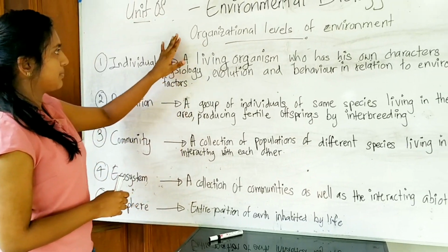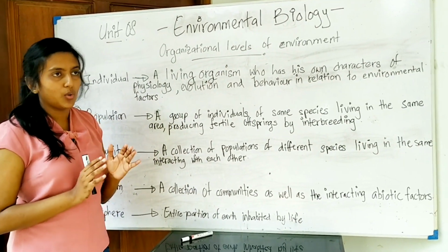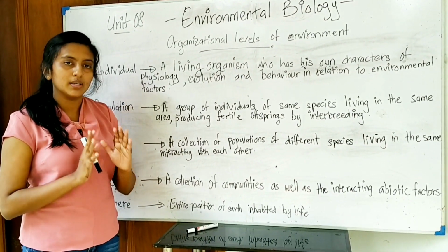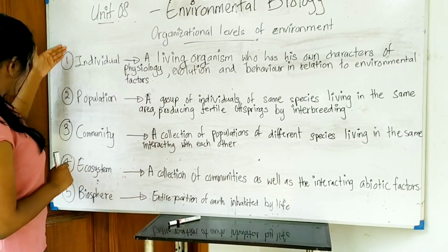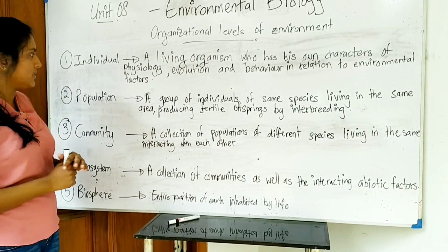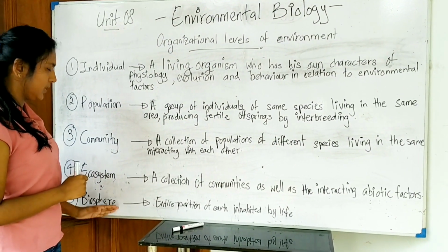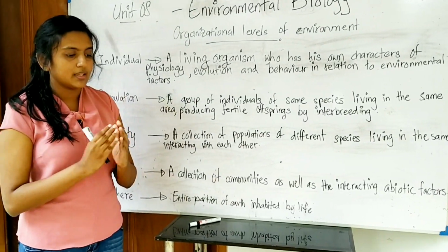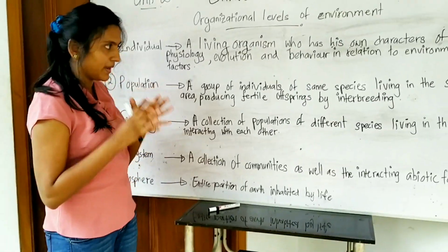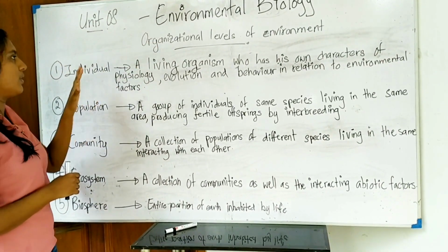In the second part, we are going to talk about the organizational levels of the environment. We are going to talk about the environment elaborately. In the organizational levels, we can find five basic levels: the individual, population, community, ecosystem and biosphere. As we said, the environment is everything that surrounds an individual, so the individual is the first organizational level of the environment.